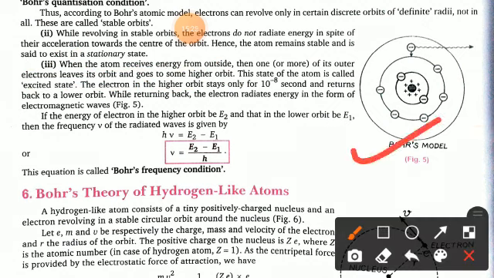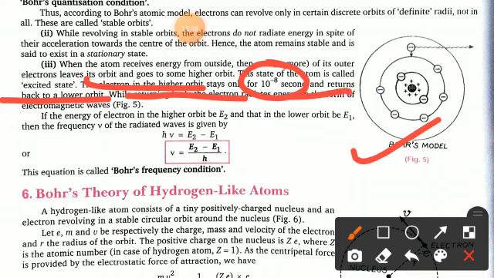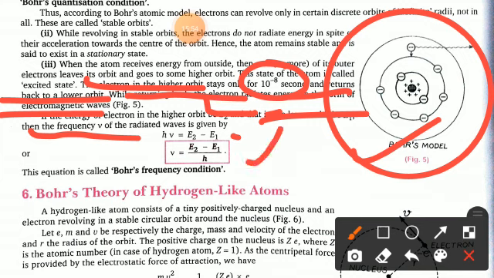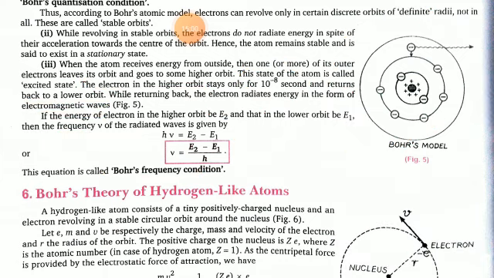Fine. Here you can see from the figure. The electron in the higher orbit stays for about 10 to the power minus 8 seconds, and returns back to a lower orbit. While returning back, the electron radiates energy in the form of electromagnetic waves. You can see from this figure. So if the energy of the electron in the higher orbit is E2, and in the lower orbit is E1, then the frequency nu radiated by the wave is given by h nu equals E2 minus E1, or you can write nu equals (E2 minus E1) by h. This equation is called the Bohr frequency condition.